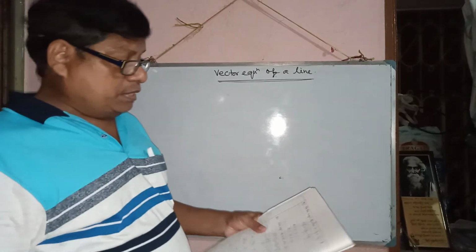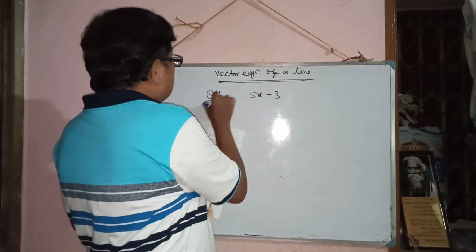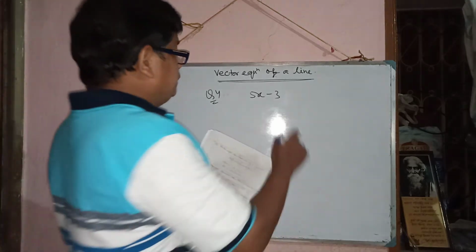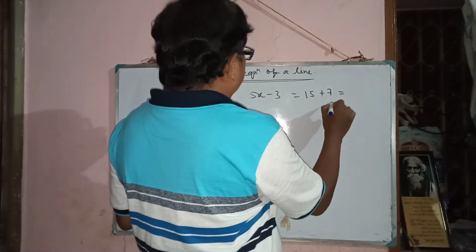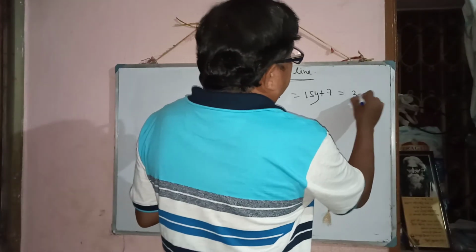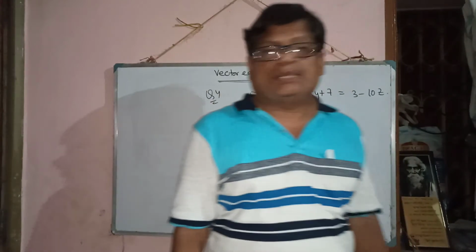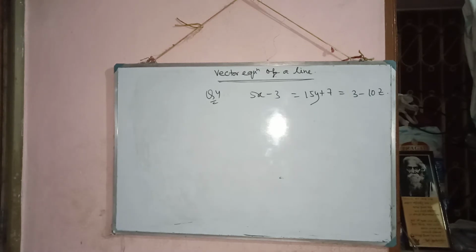Question number 4. If the equation of a line is 5x minus 3 equal to 15y plus 7 equal to 3 minus 10z, find the direction ratio and the point.